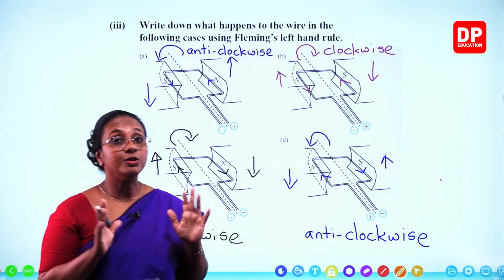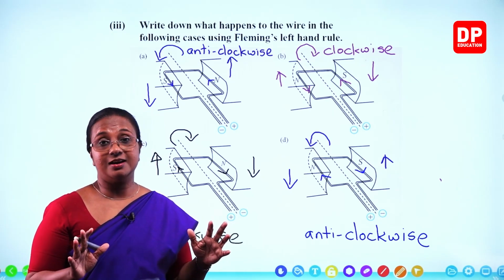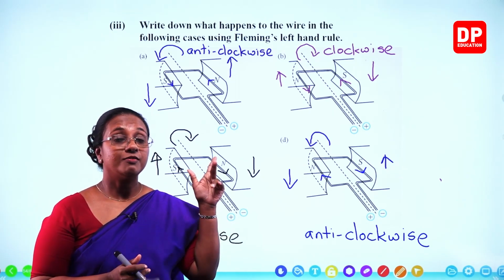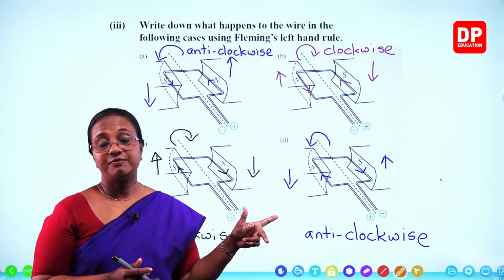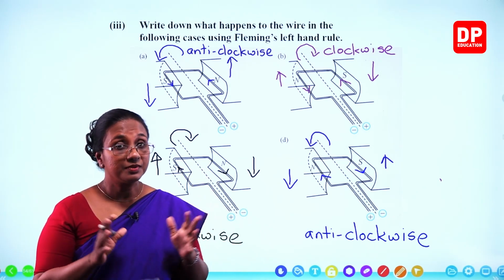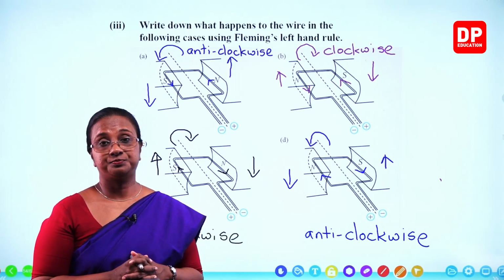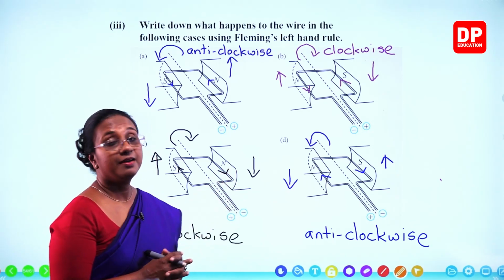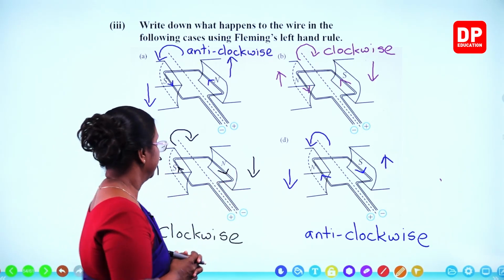So like that you have to get the idea. That's the important thing. You have to always apply Fleming's left-hand rule and you have to get the concept. Is that clear, students? So with that, I will move on to the next slide.